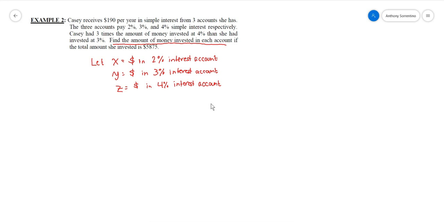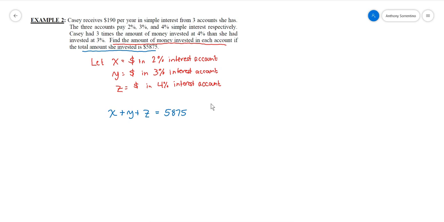Okay, so the first one I'm going to write here is the total amount she invested is $5,875. That's the easiest one, because the total amount she invested would be the sum of these 3 accounts together, the original values of each one. So that would be X, Y, and Z added together. So the equation from that information would be X plus Y plus Z equals 5875.